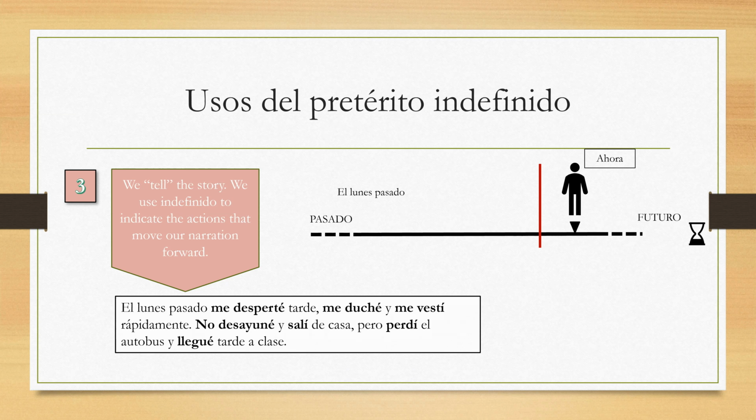El lunes pasado me desperté tarde. Me duché y me vestí rápidamente. No desayuné y salí de casa, pero perdí el autobús y llegué tarde a clase. We have many verbs here, right? Last Monday, I woke up late, I had a shower and got dressed quickly. I didn't have breakfast. I got out of the house, but I missed the bus and I got late to class.